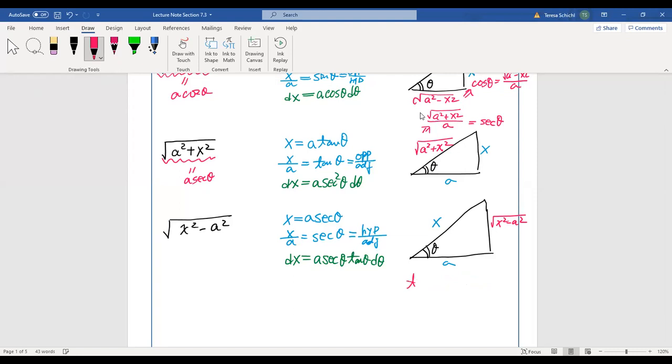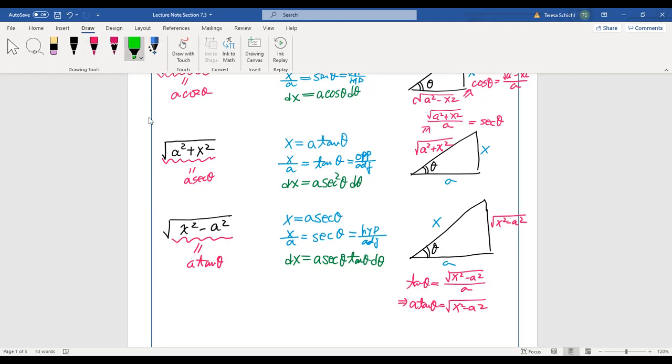So I can say the tangent theta is equal to what? The tangent is opposite over adjacent. So this is the square root of x squared minus a squared over a, right? So now the square root of x squared minus a squared, what is here? That will be a tangent theta. So this is the square root of x squared minus a squared, so this is what? This is a tangent theta here. All right, so be very careful.